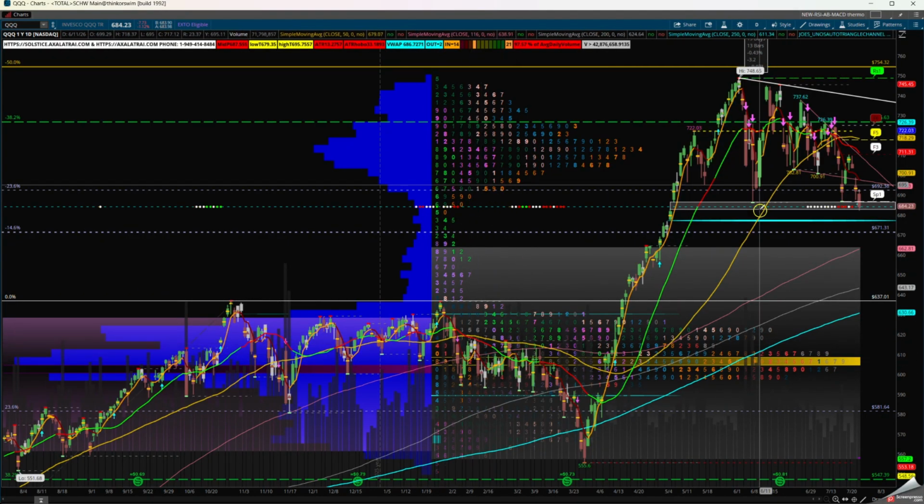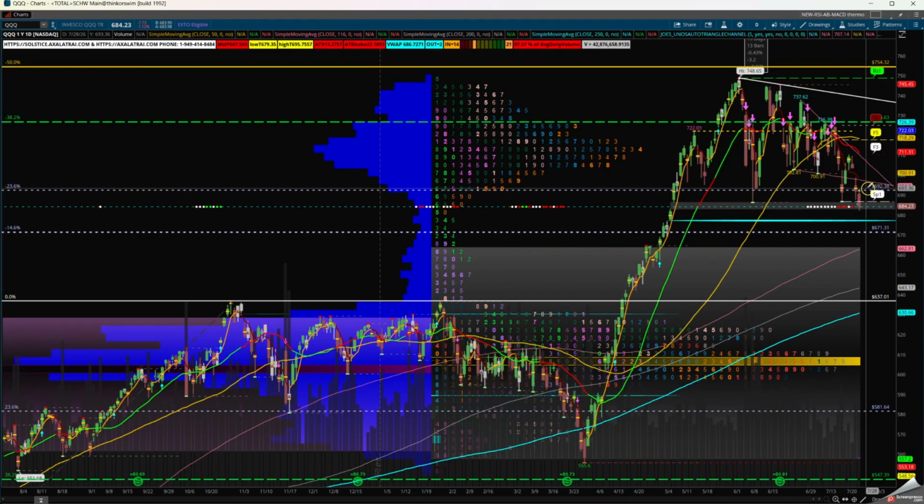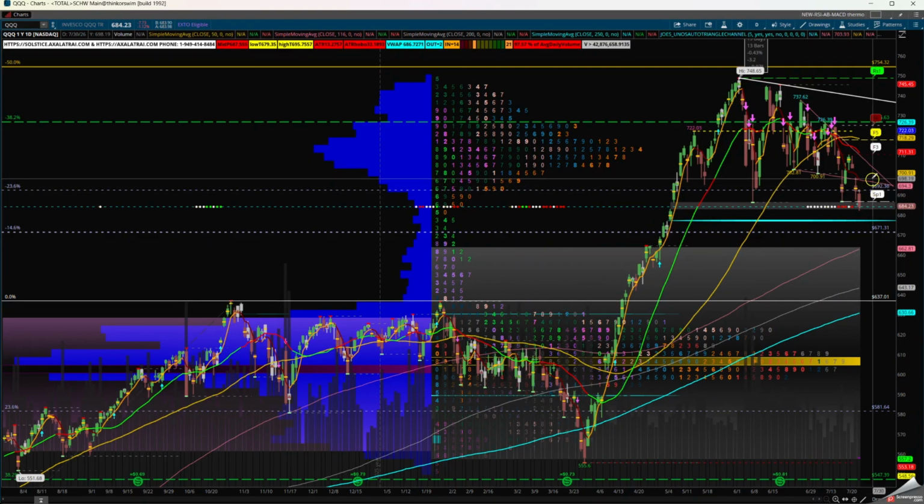It is easy for that void, in case we cannot come back up, to correct a little bit and come back down. And if we continue lower, that void will be coming back down to the value area high on the NASDAQ 100, and that's the 116 simple moving average, that's the 200 SMA, and that's the 250.